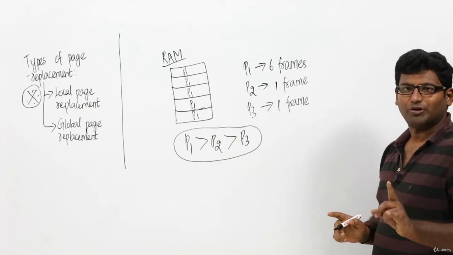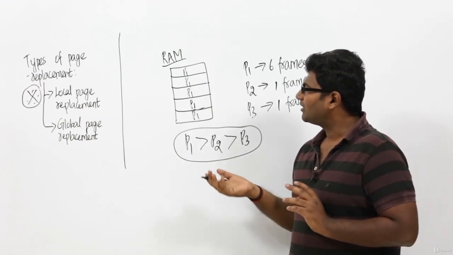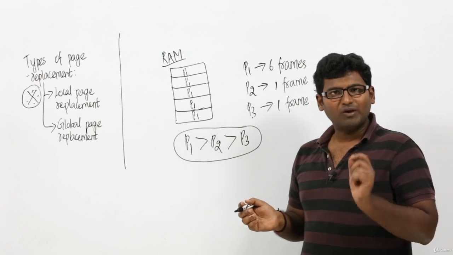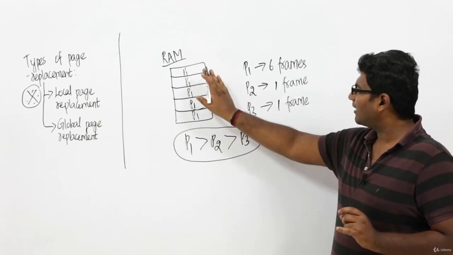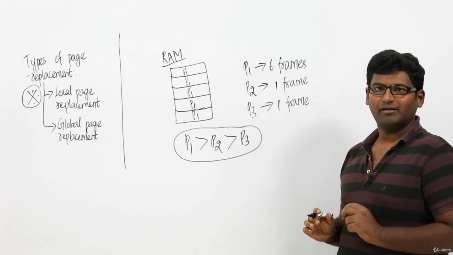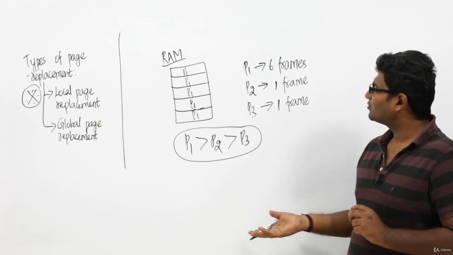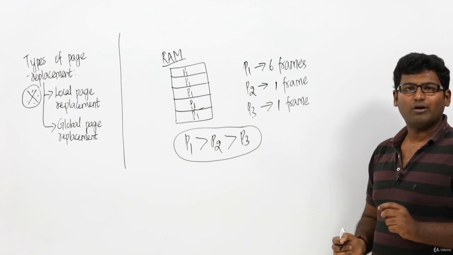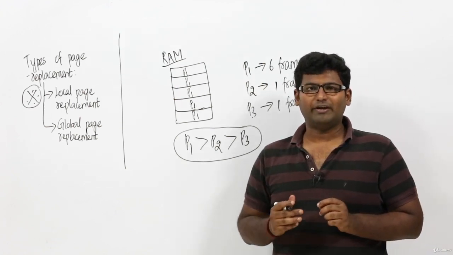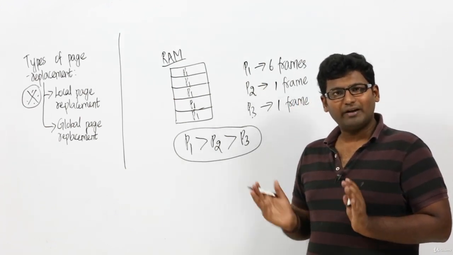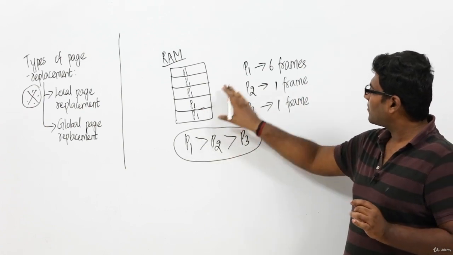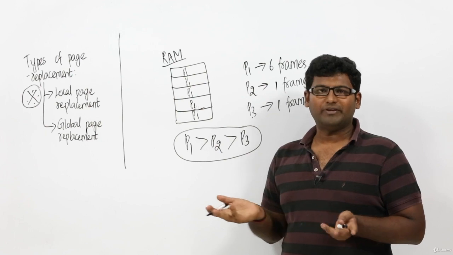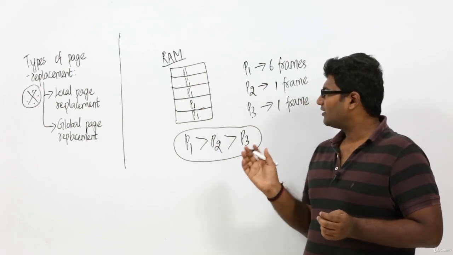See, one thing is for sure, whether we are using local page replacement or global page replacement, process P1 cannot be executed using this setup, right? Why? Because our RAM has only 5 frames, but we need a minimum of 6 frames in order to execute process P1 without leading to thrashing, right? So definitely, coming to this setup, process P1 cannot be executed whether we use local page replacement or global page replacement. That is for sure.